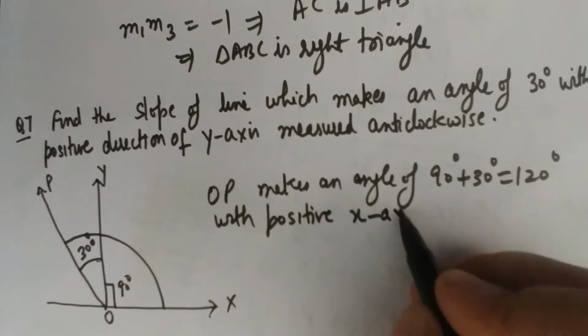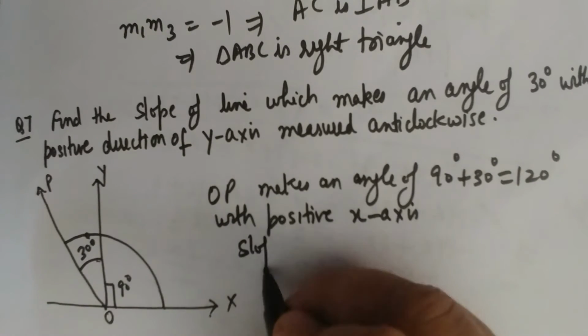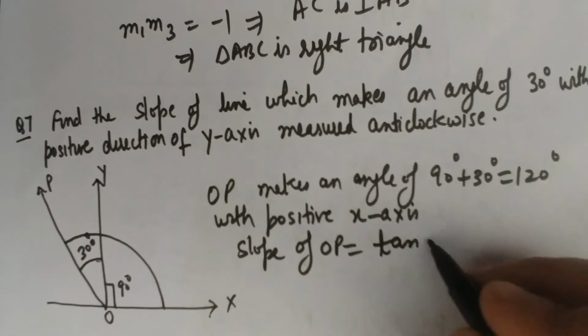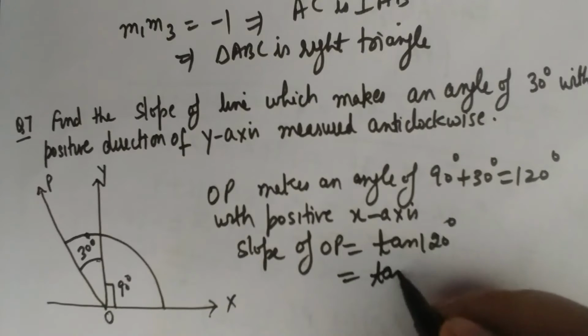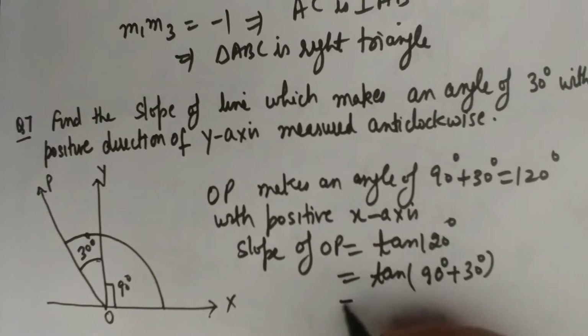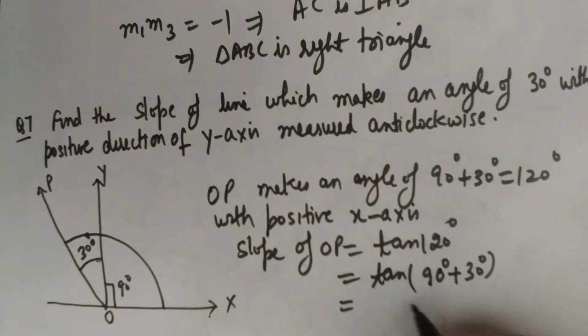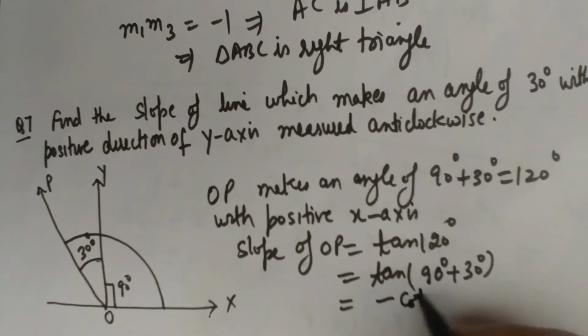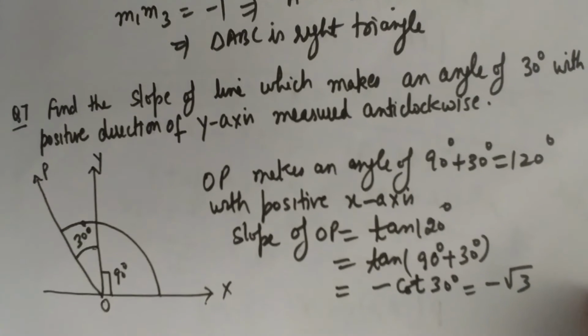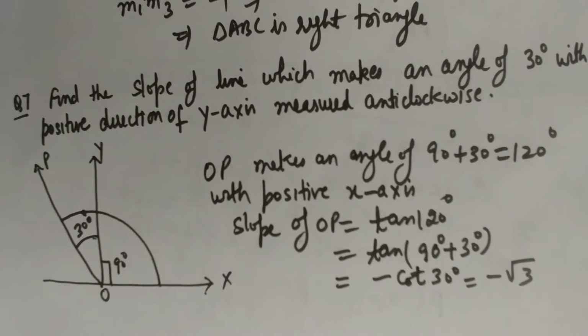So what will be my slope? I know the tan of this angle is my slope, that is tan of 120 degrees. So how do I calculate tan of 120 degrees? You can go for 90 plus 30, that way also it is okay, or you can go for 180 minus. If I go for 90 plus 30, tan of (90 plus 30) will be minus cot 30. So minus cot 30, that is minus root 3. So this is my required slope.